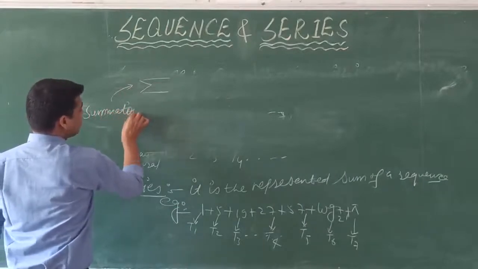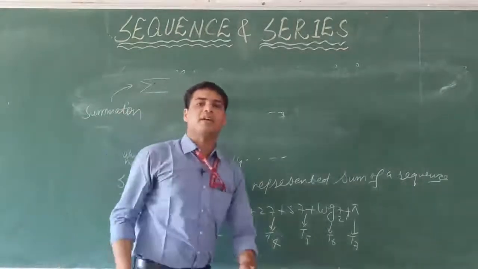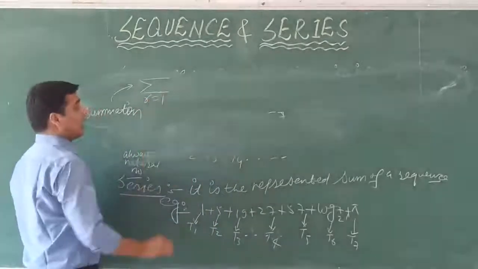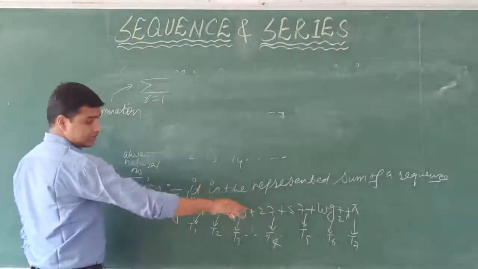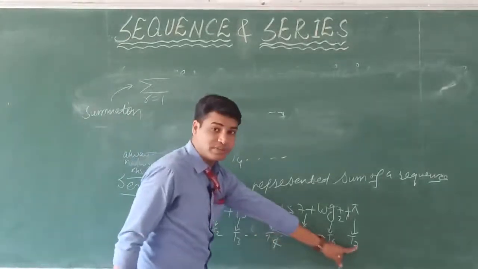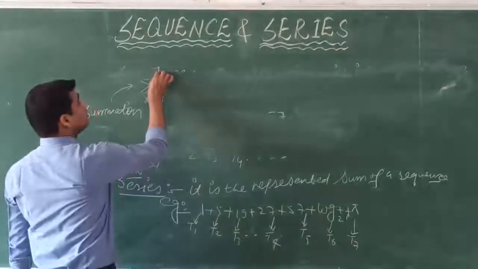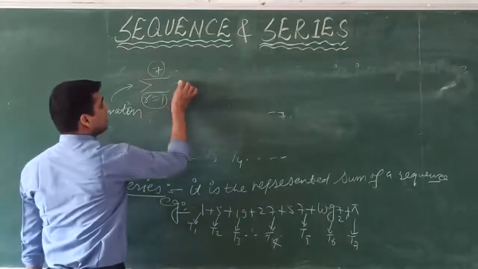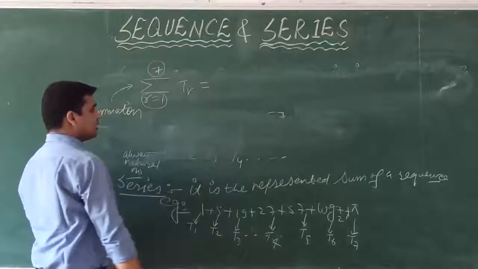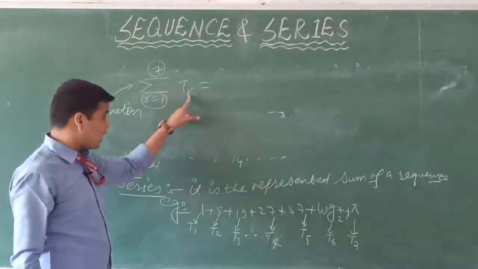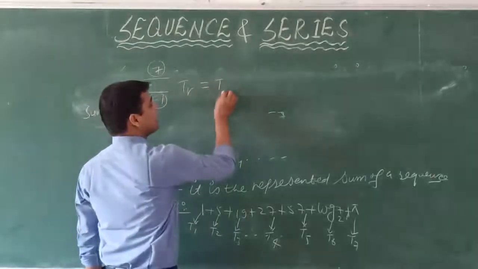And what is the meaning of this summation? Summation means it will add all the terms. This is called the lower limit, r equals 1, and up to how many terms are there? Here a total of 7 terms are there, starting from 1 and going up to 7. So r equals 1 to 7. This is called the lower limit and this is called the upper limit. Here Tr. What is the meaning of this series here? It will add the terms. If you put r equals 1, then you will get T1.